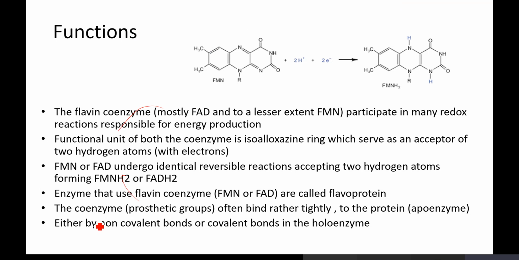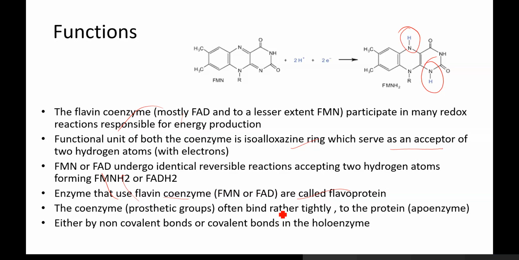So you see, here it has accepted. Okay, so this flavin coenzyme participates, and the isoalloxazine ring accepts the hydrogen, forming FMNH2 or FADH2. So further, the functional unit of both coenzymes is this ring. Here, enzymes that use flavin coenzyme are called flavoprotein enzymes.